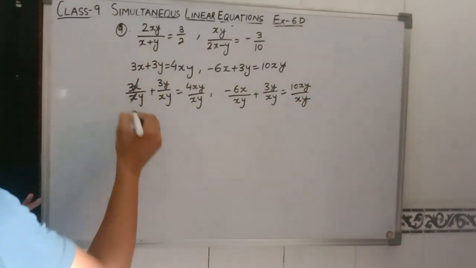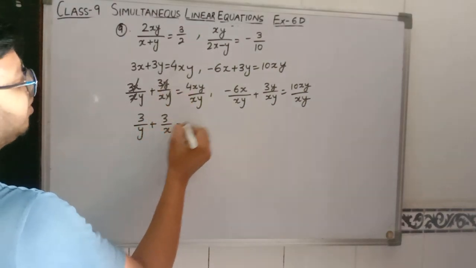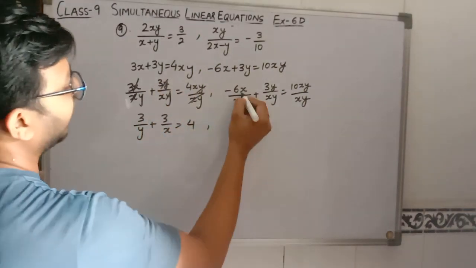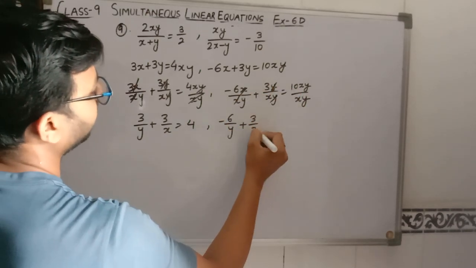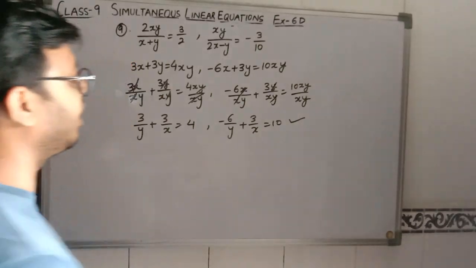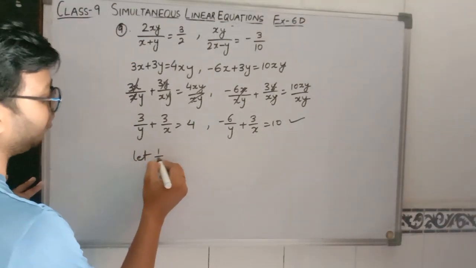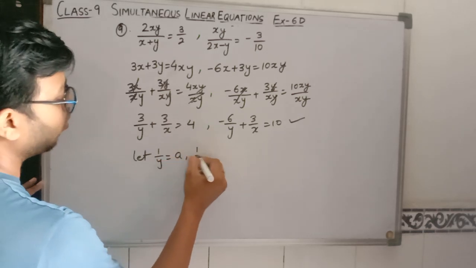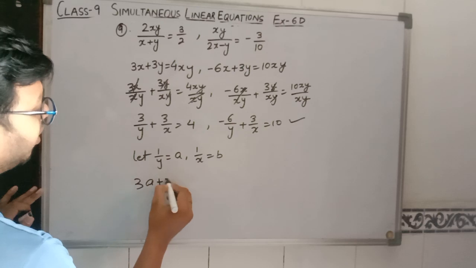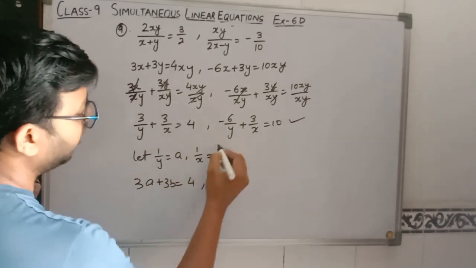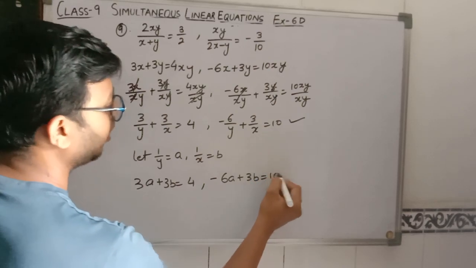Now you have to simplify it. It will become 3 upon y plus 3 upon x is equal to 4. Second equation will become minus 6 upon y plus 3 upon x is equal to 10. Now the question has become similar to question number 7. Now we have to consider, let 1 upon y is equal to a, 1 upon x is equal to b. So the first equation will become 3a plus 3b is equal to 4. Second equation will become minus 6a plus 3b is equal to 10.